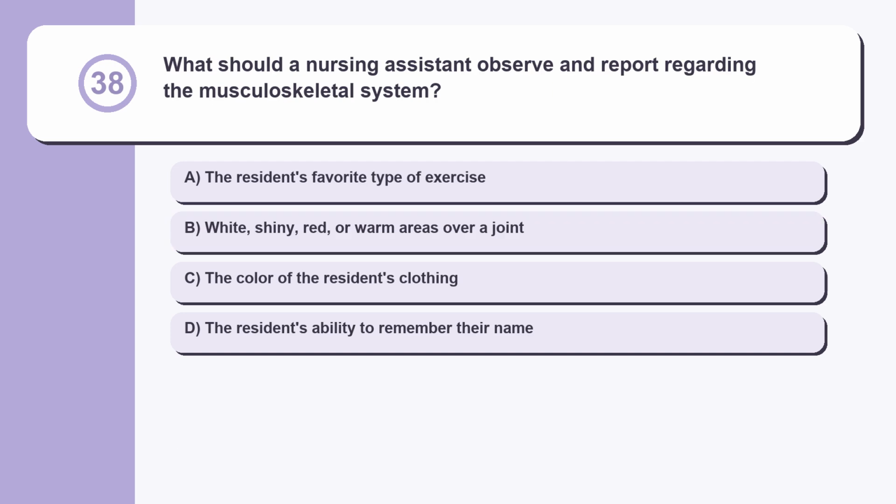Question 38. What should a nursing assistant observe and report regarding the musculoskeletal system? The resident's favorite type of exercise. White, shiny, red, or warm areas over a joint. The color of the resident's clothing. The resident's ability to remember their name.